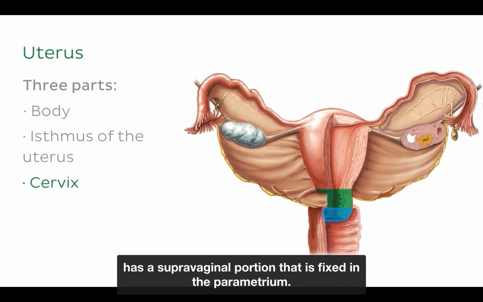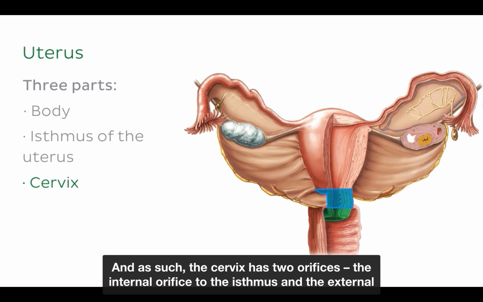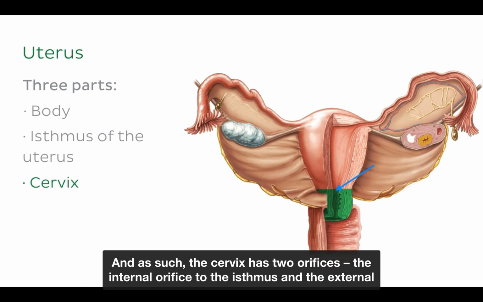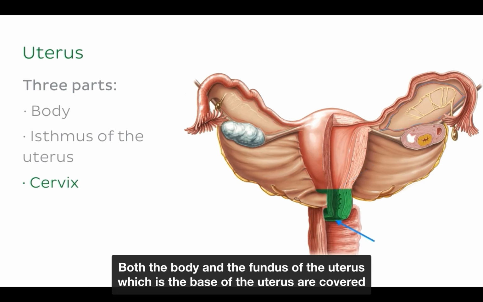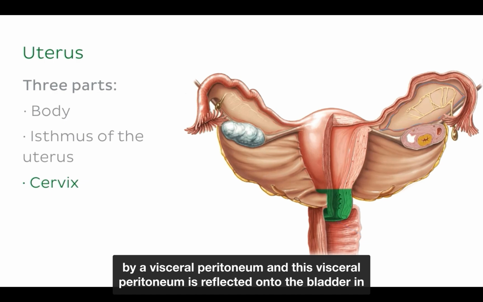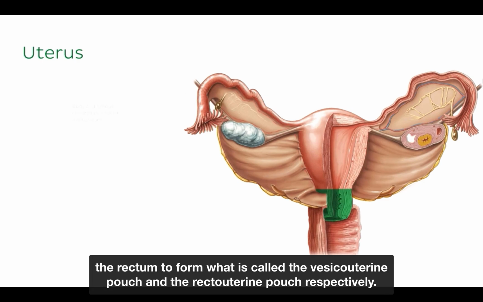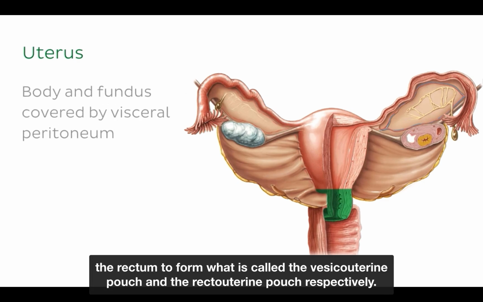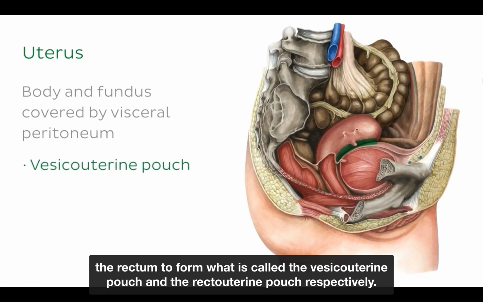has a supravaginal portion that is fixed in the parametrium. And as such, the cervix has two orifices, the internal orifice to the isthmus and the external orifice to the vagina. Both the body and the fundus of the uterus, which is the base of the uterus, are covered by a visceral peritoneum, and this visceral peritoneum is reflected onto the bladder and the rectum to form what is called the vesicouterine pouch and the rectouterine pouch, respectively.